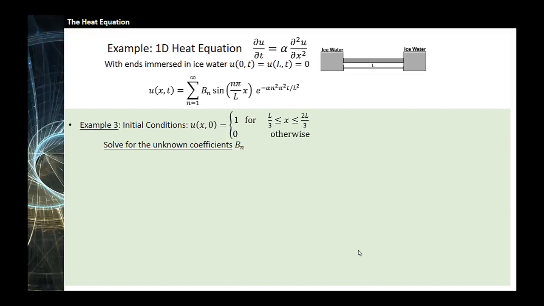Well, we can do the same thing as we did in the last example. Set t equal to 0 in our general solution, and then set that equal to our initial conditions. Except now we can't just guess the b sub n's, we have to use a Fourier series in order to solve for the b sub n's.